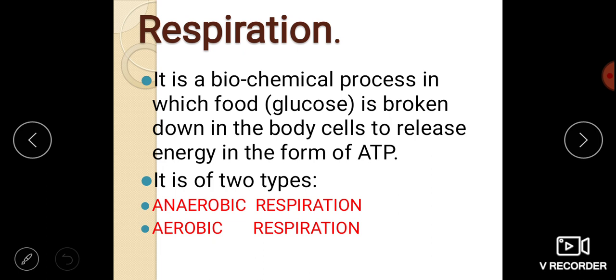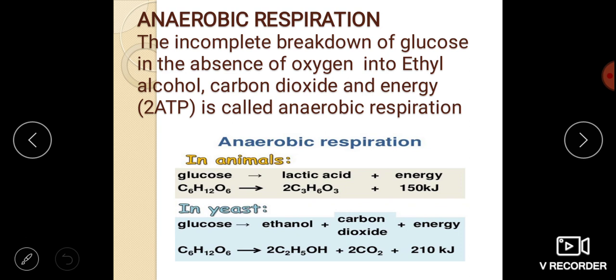So it is of two types. Number one, anaerobic respiration, and second is aerobic respiration. Starting with anaerobic respiration, it is in fact the incomplete breakdown of glucose in the body cells in the absence of oxygen. So here it takes place in yeast as well as in animals.